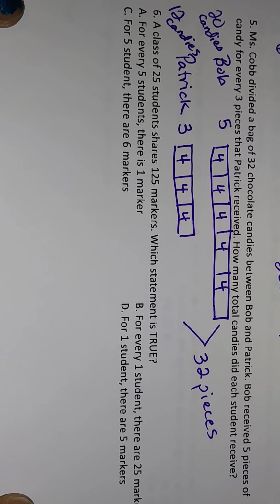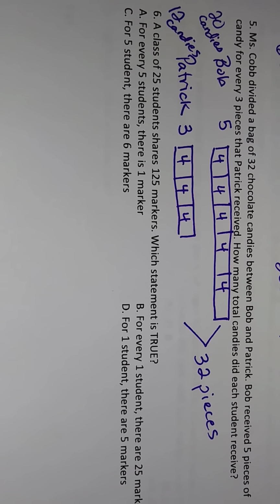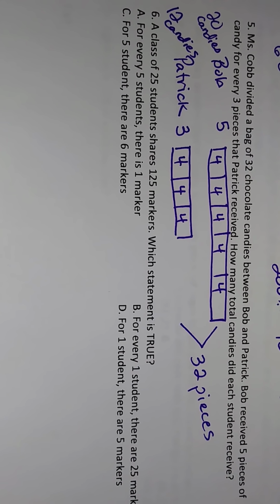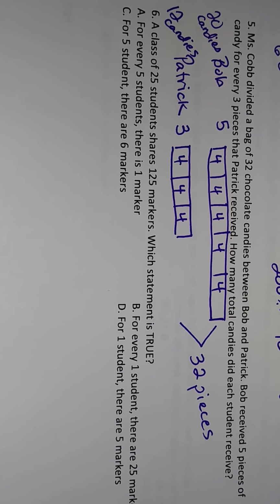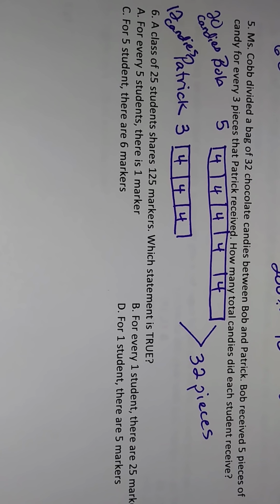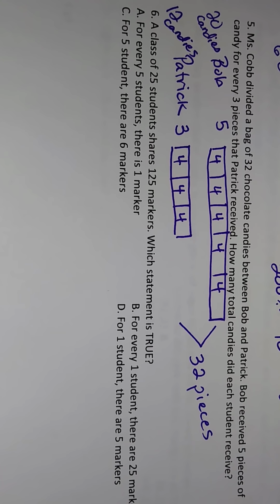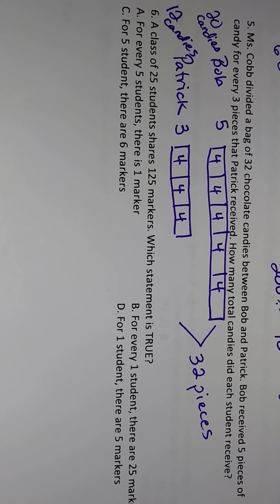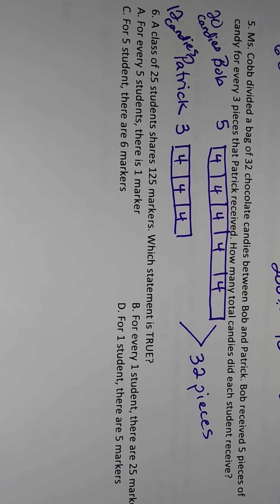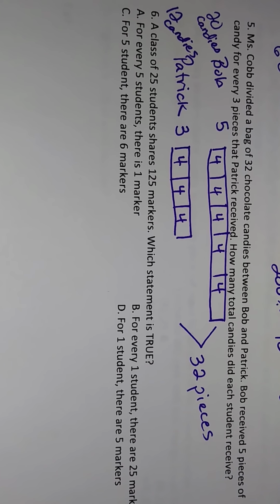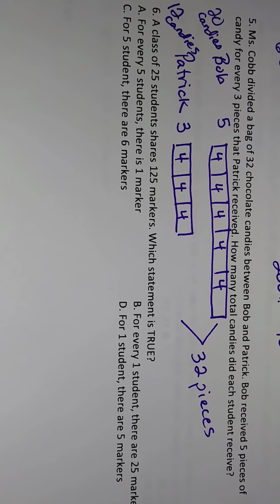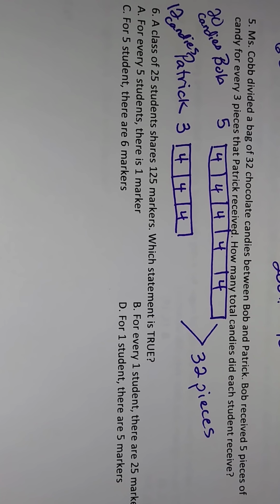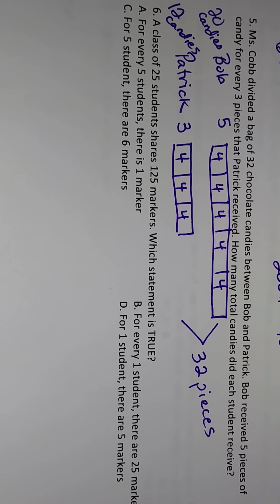Okay, number 6. A class of 25 students share 125 markers. Which statement is true? So we have a few options. For every 5 students, there's 1 marker. For every 5 students, there are 6 markers. For every 1 student, there are 25 markers. For every 1 student, there are 5 markers.